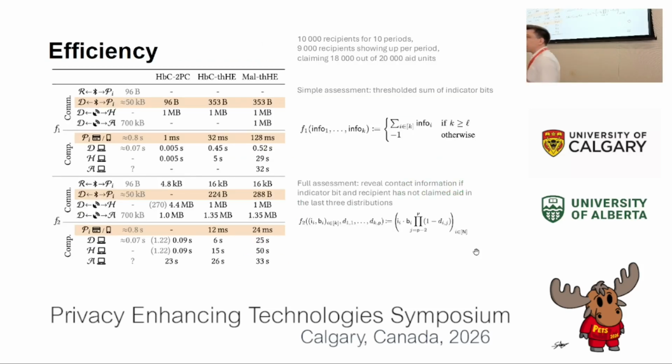I'll just show you some efficiency numbers. The top two rows are for a simple function, which is how many pregnant recipients were able to claim aid. And the bottom one is this complicated one: reveal information of people over 60 that haven't claimed aid in the last 3 periods. I'll just draw your attention to the rows in yellow. These are the things that happen during distribution. So these are the things that we really care about that are critical to be very fast.